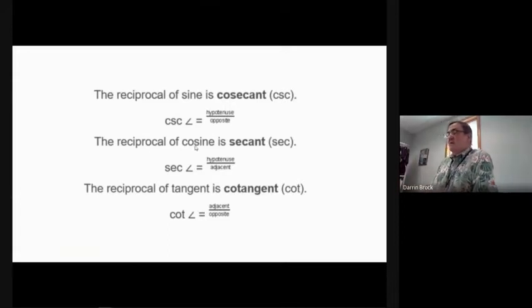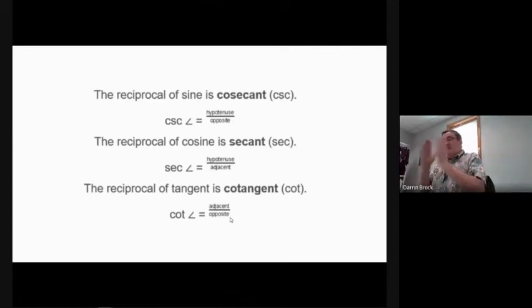The reciprocal of cosine is secant. So you take adjacent over hypotenuse, turn it over, and it's now hypotenuse over adjacent. And the reciprocal of tangent is cotangent. Those are easy to remember, since tangent and cotangent go together. You want to put this in your notes. Cosine and secant, sine and cosecant. That's not instinctive, because secant is the one that starts with an S like sine, but cosecant is actually the reciprocal of sine. So the cotangent is adjacent over opposite instead of opposite over adjacent.